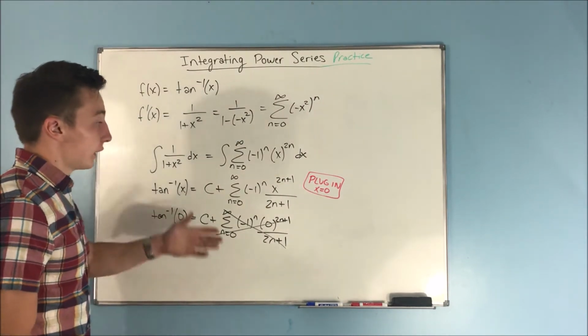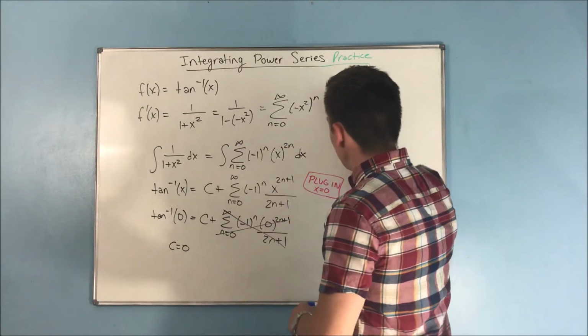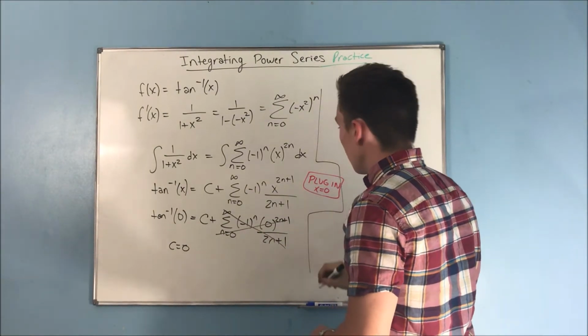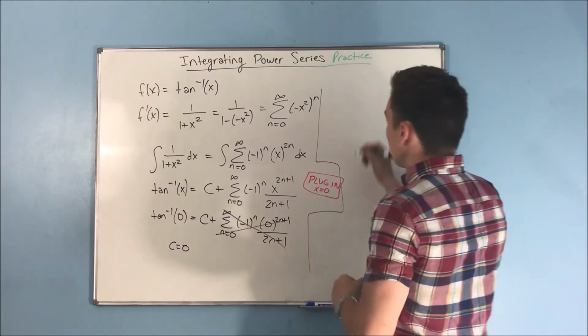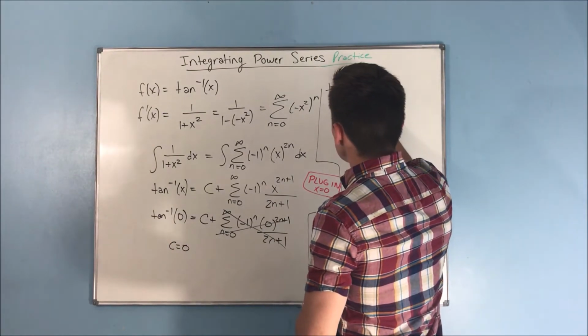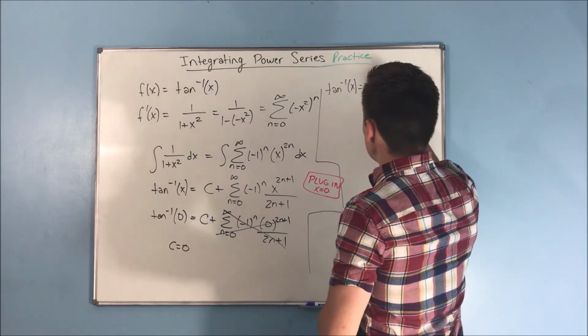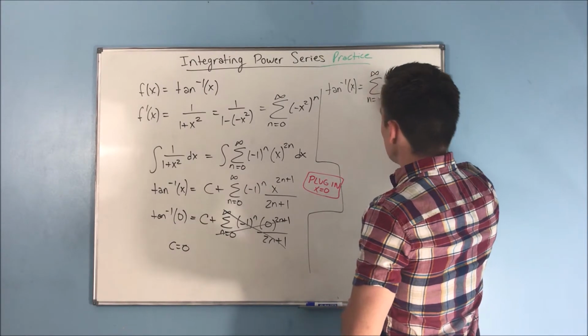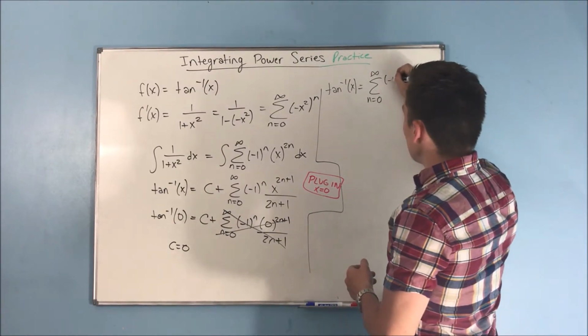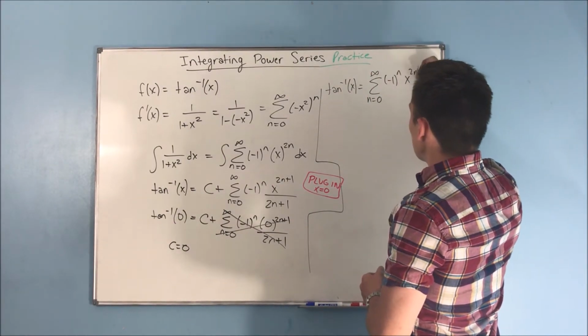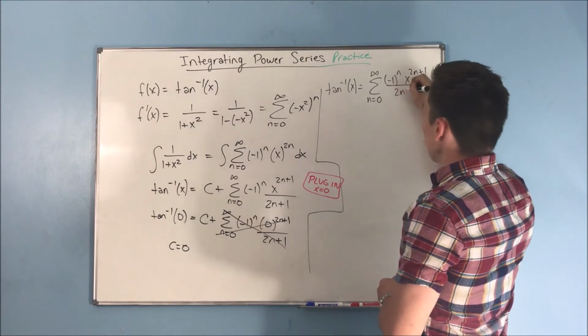So writing this series out up here, what we're going to get is that the tangent inverse of x is equal to the sum from n equals 0 to infinity of negative 1 to the n times x to the 2n plus 1 over 2n plus 1.